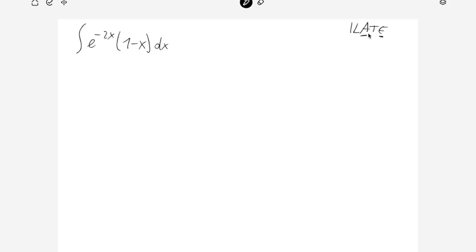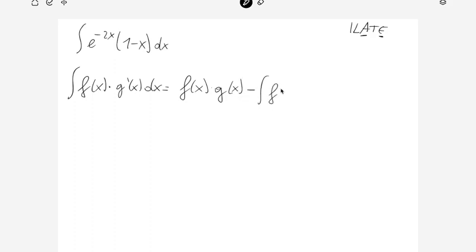And you remember the rule. The rule is that the integral of f of x times g prime of x is equal to f of x times g minus the integral of f prime times g.